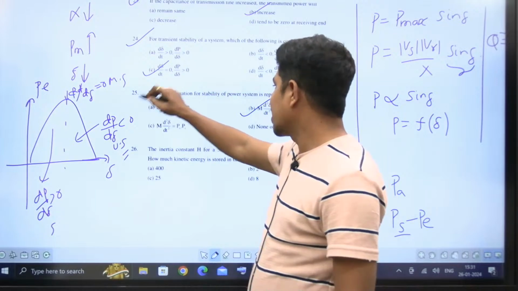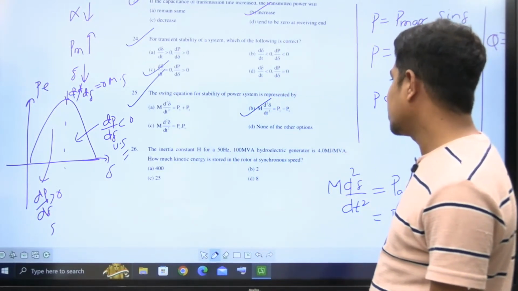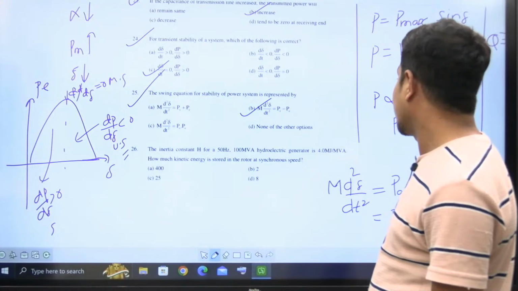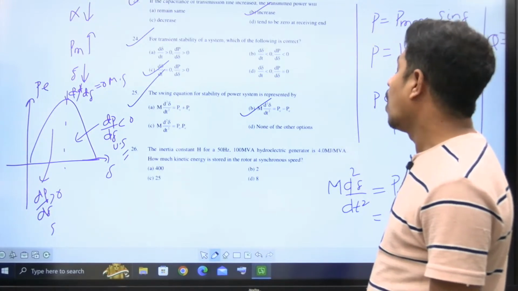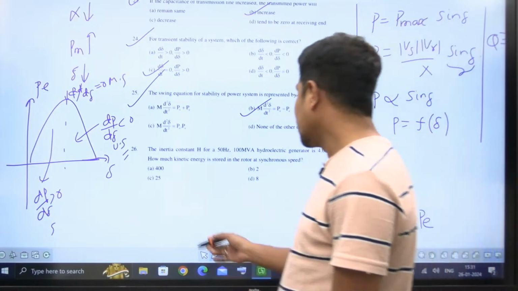Option B perfectly matches. Next question. The inertia constant H of a 50 Hz, 100 MVA hydroelectric generator is 4 megajoules per MVA. How much kinetic energy is stored in the rotor at synchronous speed?